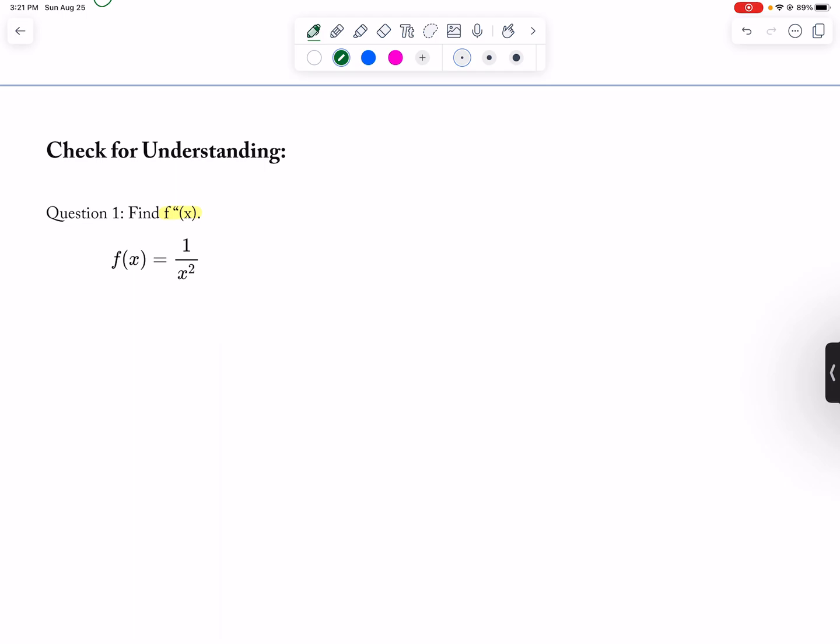Okay, so we're back, and so I'm going to change this to x to the negative second power, and I want to find the derivative. So that's negative 2 x to the negative third power, and then I'm going to find the derivative one more time, and I'm going to get 6x to the negative fourth power. Okay, and that is it for this lesson.